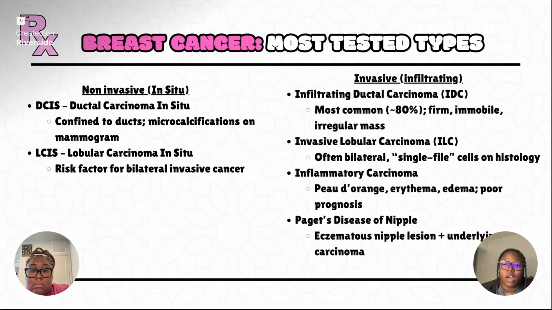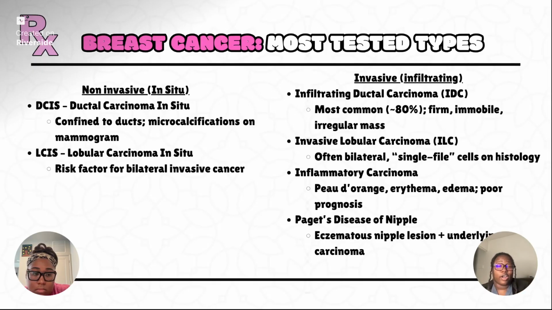And then we have our invasive or infiltrating. The most common, like she said, is infiltrating ductal carcinoma, IDC. If you guys saw our Med Monday memory capsule, for IDC think it's the default cancer. So 9 times out of 10, the person will have infiltrating ductal carcinoma. Think every woman's ducts can get cancer, essentially. So it's the most common. It'll be a firm, immobile, irregular mass. And then we have ILC, which is invasive lobular carcinoma, which is often bilateral. And then on histology, you'll see single file cells.